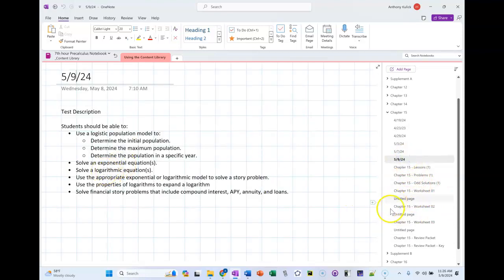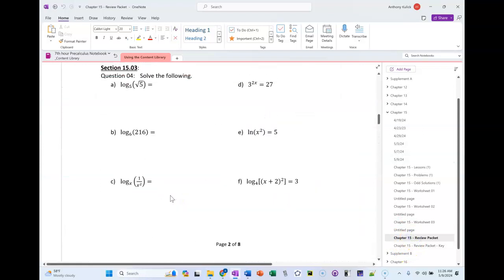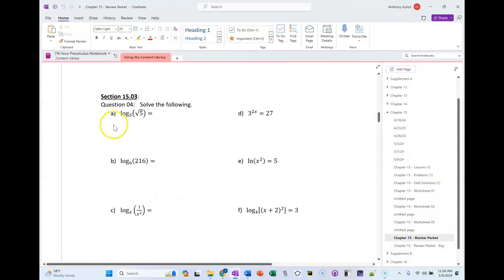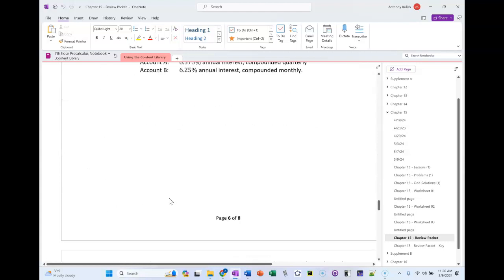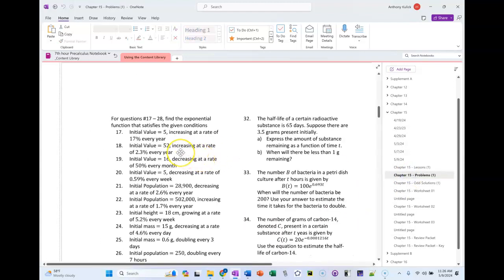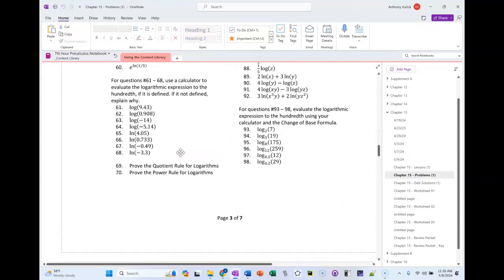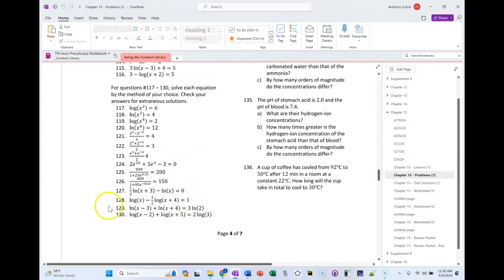Solve logarithmic equations. So same kind of deal. If I look over here, the ones with logs in them are logarithmic equations. And in addition, if you look at the problems, stuff like these guys down here at the bottom that have logs in them. You should be able to do something like that.